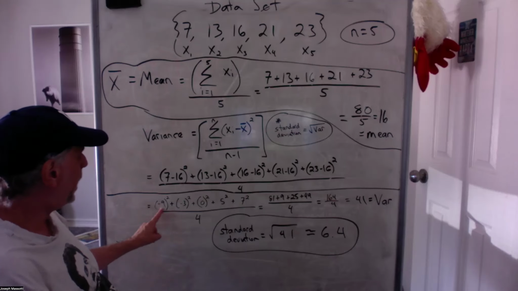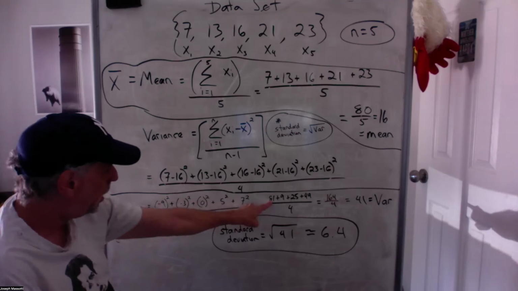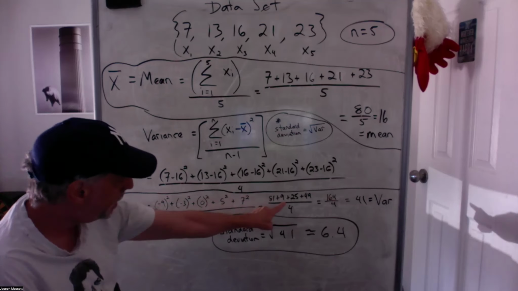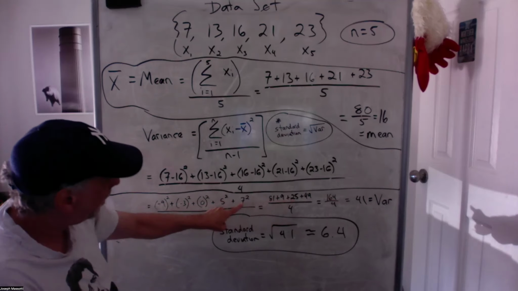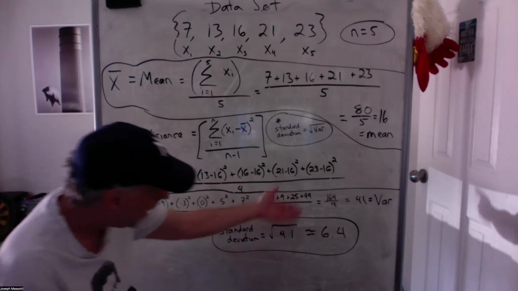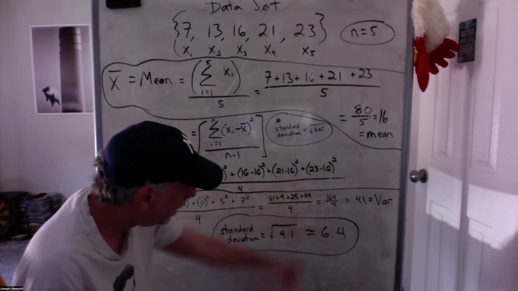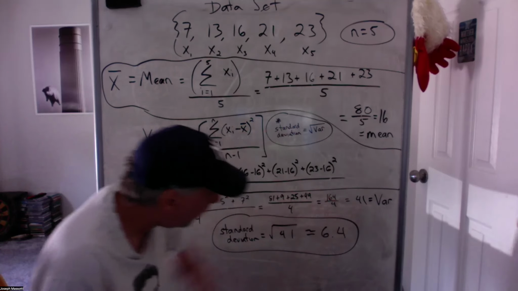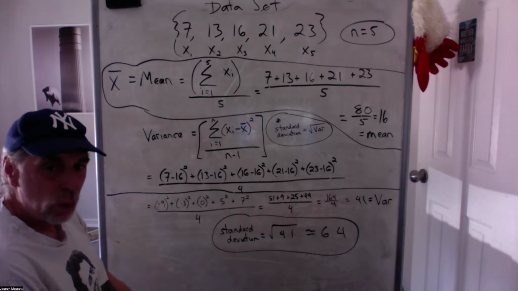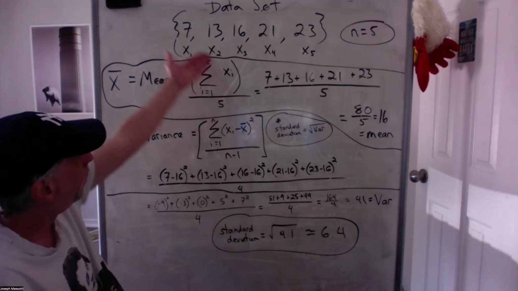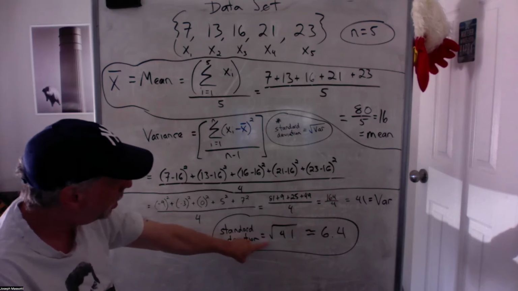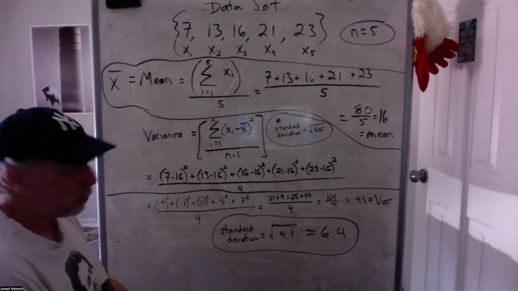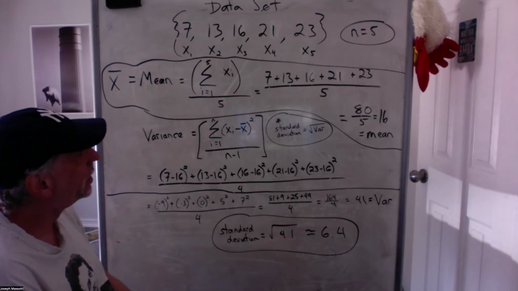So we add those up. Negative 9 squared is 81. Negative 3 squared is 9. 0. 5 squared is 25. 7 squared is 49. We add that up. Again, nicely here, we get a whole number of 41. So 41 is the variance for this small data set. The square root of that number gives us the standard deviation. The standard deviation here is 6.4.